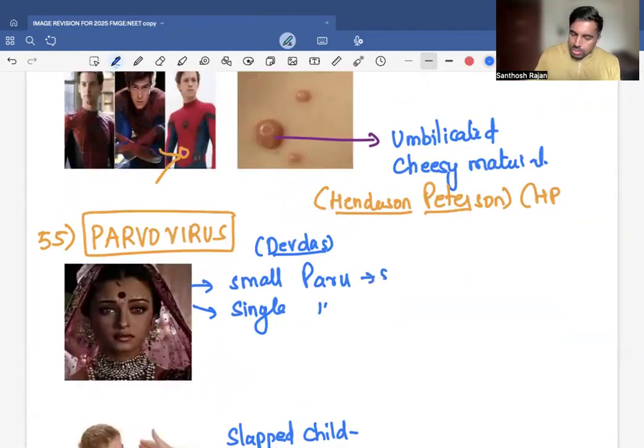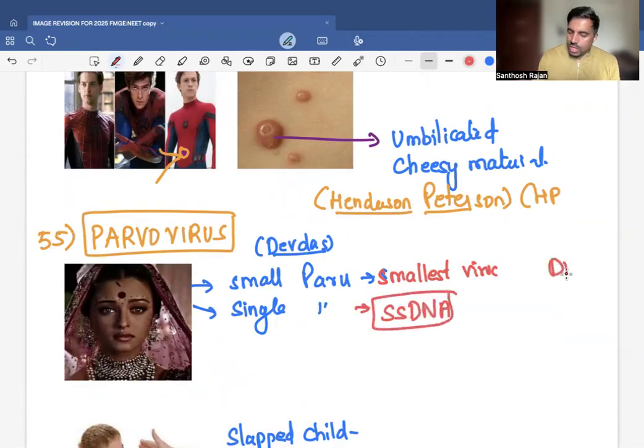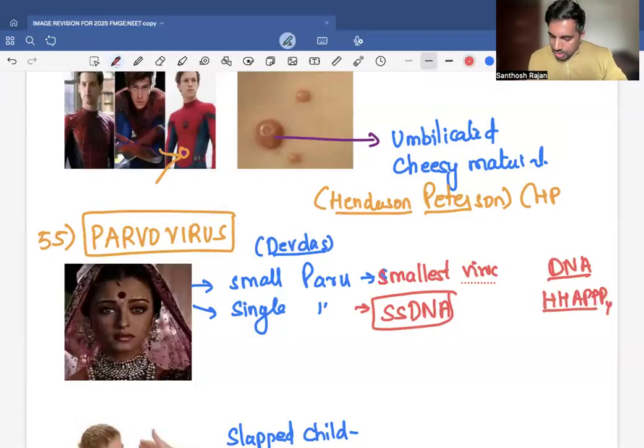Small, because this is the smallest virus. Single, because this is the only single-stranded DNA virus. The rest are all double-stranded. If you remember the DNA viruses, we talk about the HHAPPPy group, HHA, P. I'm not going to discuss all those things; you guys know them already. Everything is double-stranded, and only one P, that is parvo, is single-stranded. Okay, that question is important.